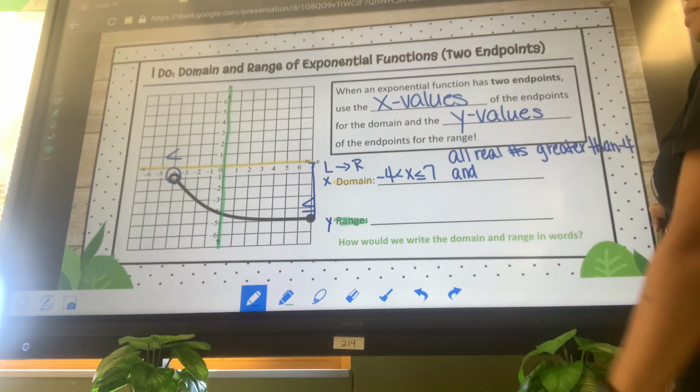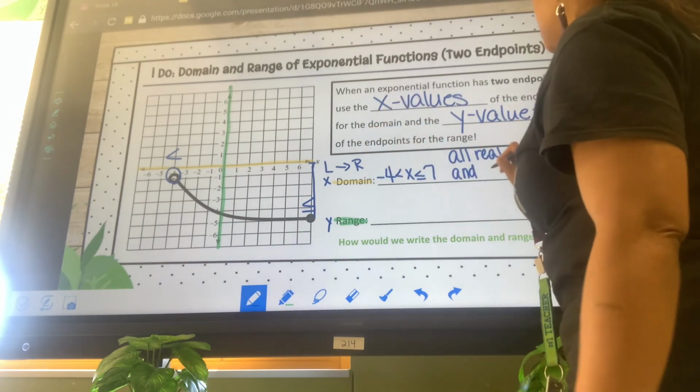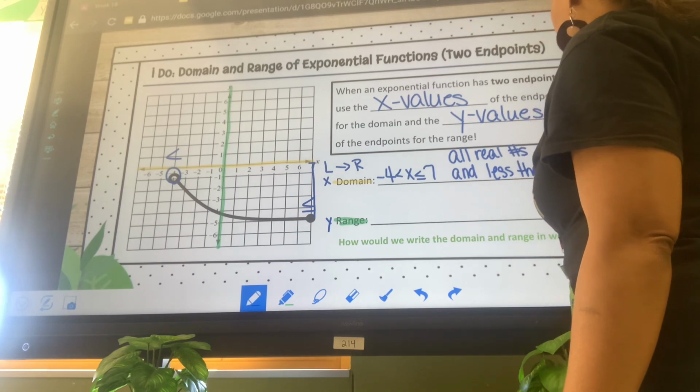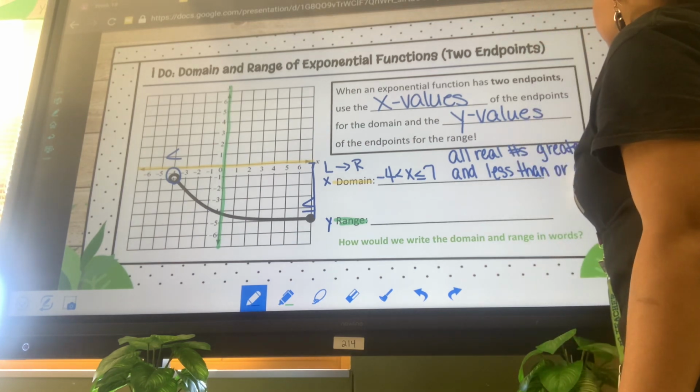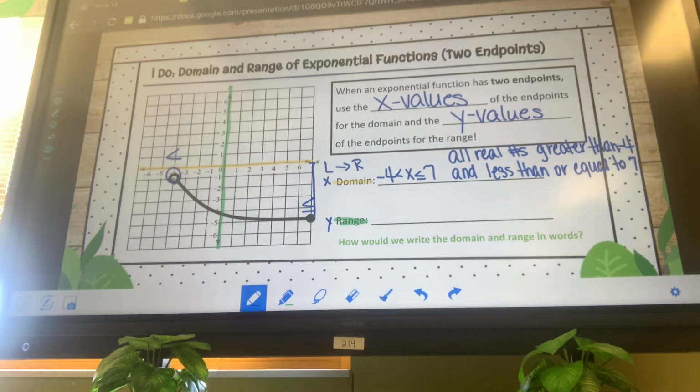And if I cover this side up, I see it's a less than or equal to 7. So less than or equal to 7. All the numbers greater than -4, less than or equal to 7.